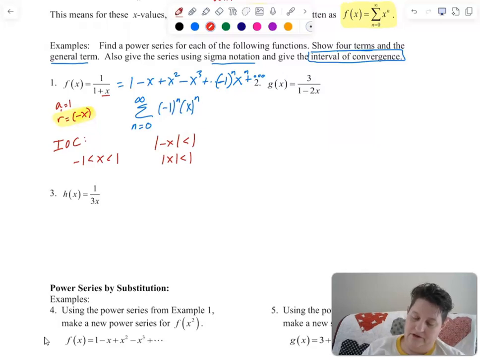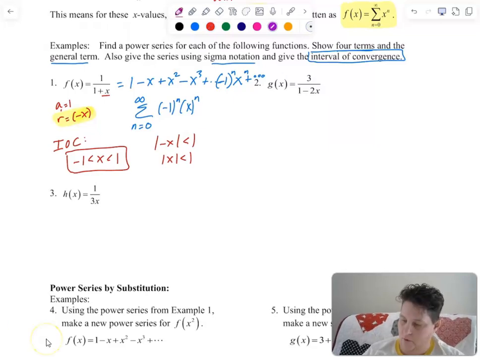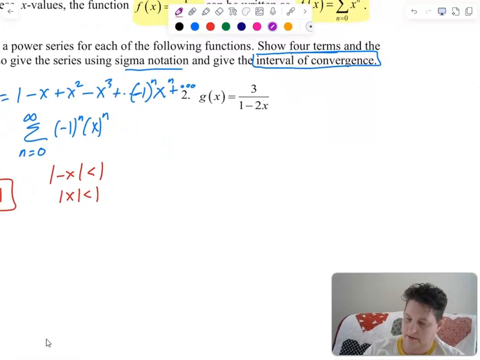And the interval of convergence on this one is negative 1 is less than x is less than 1. Okay, cool. My next one, to find all the stuff here. All right, look, that's my A1. And it already has a minus in it, which is good, so that's my R. So what this means is this is a series that starts at 3, and it multiplies by 2x every time.